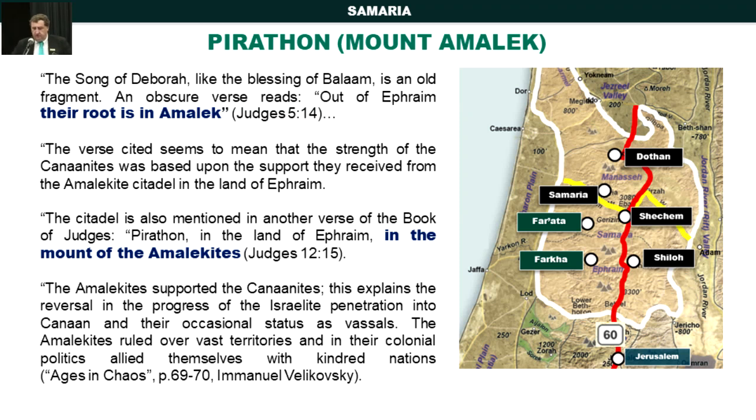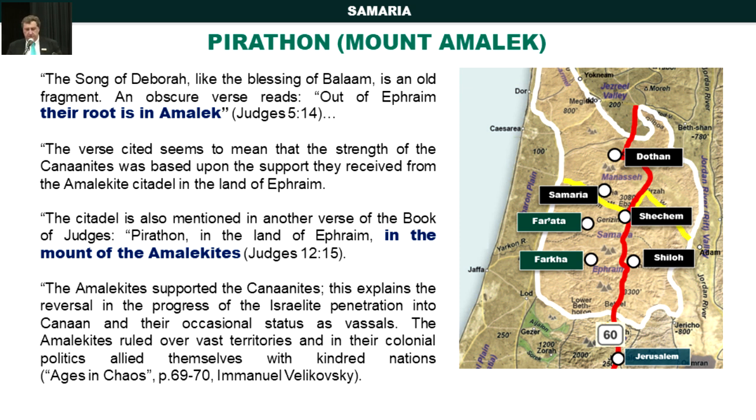Now, in the same book, Velikovsky wrote the following. The Song of Deborah, like the blessing of Balaam, is an old fragment. An obscure verse reads, "out of Ephraim their root is in Amalek," Judges 5:14. The verse cited seems to mean that the strength of the Canaanites was based upon the support that they received from the Amalekite citadel in the land of Ephraim.